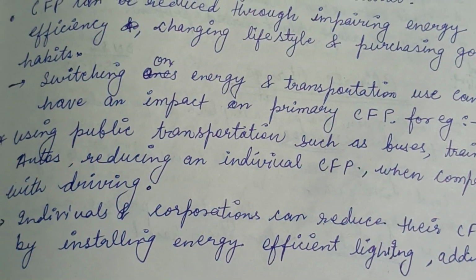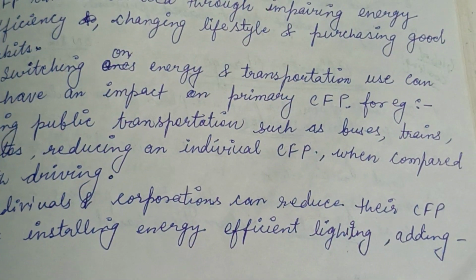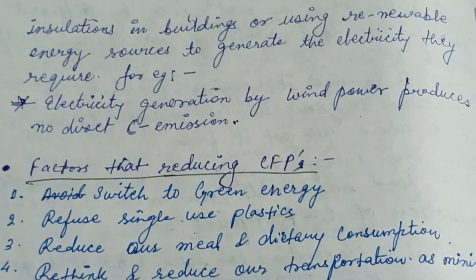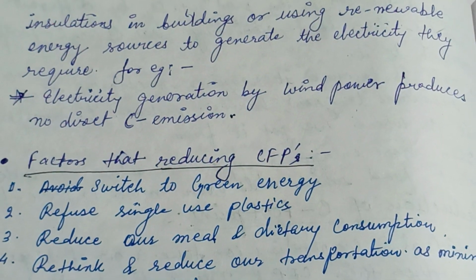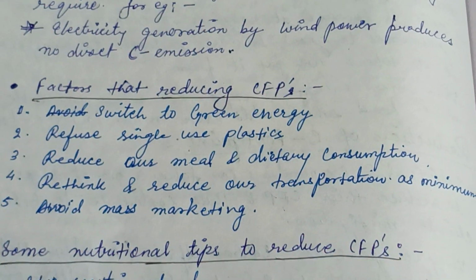So, corporations can reduce their carbon footprint by installing energy efficient lighting, adding insulation in buildings or using renewable energy sources to generate the electricity they require. For example, electricity generation by wind power produces no direct carbon emissions.